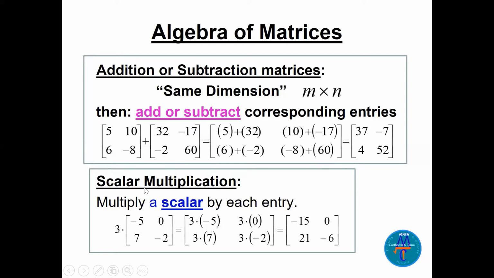The second idea here is scalar. You can multiply by a scalar, which is a real number. It can be positive, negative, a fraction, or zero. So you multiply the matrix by multiplying each entry, like 3 times minus 5 is minus 15, 3 times 0 is 0, 3 times 7 is 21, etc.